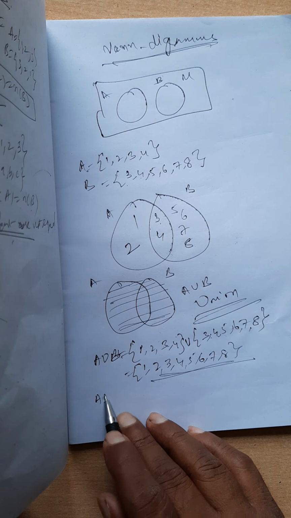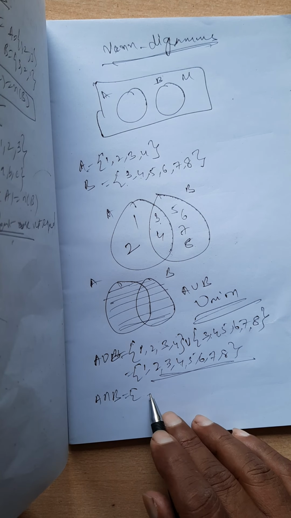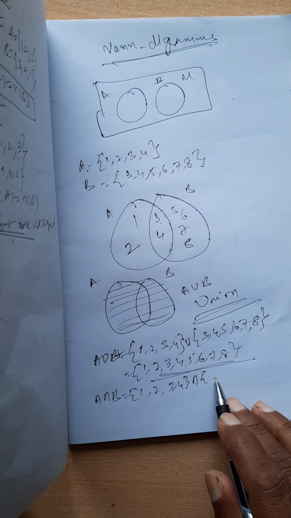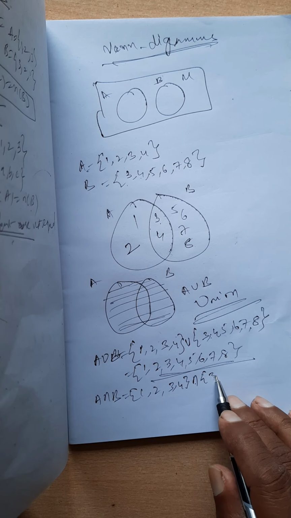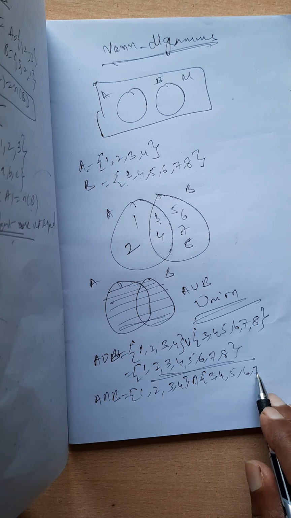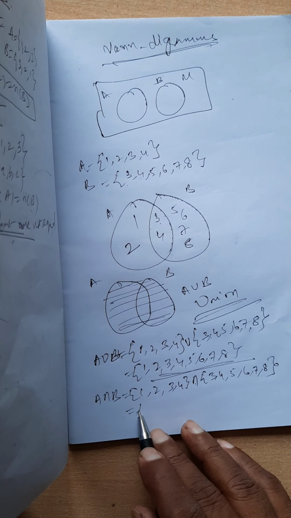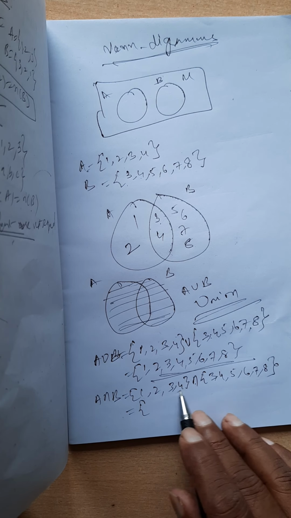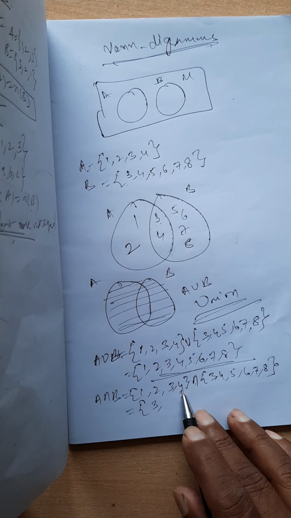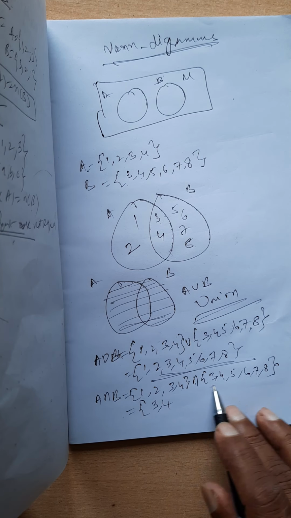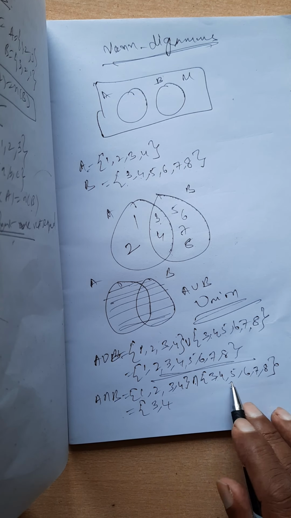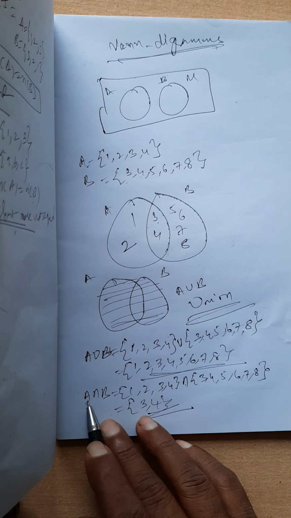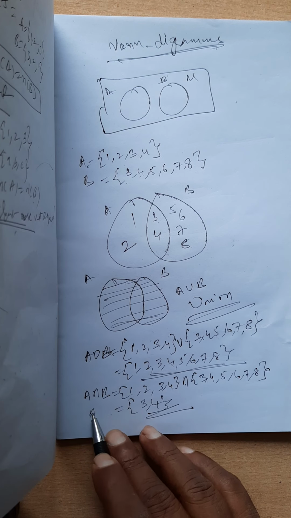Again, we can write intersection. Suppose the intersection of 1, 2, 3, 4 and 3, 4, 5, 6, 7, 8. This sign is intersection, which means we have to take the common elements. We just pick the common ones. 1 is not there, 2 is not there, 3 both have, so we take 3. 4, yes. No other elements are common to both, only these two. So 3, 4 belongs to the set A intersection B.